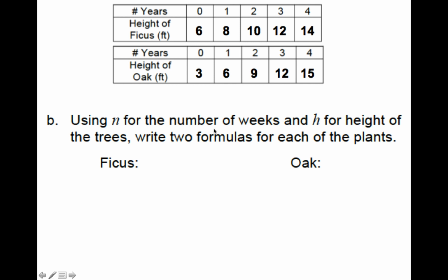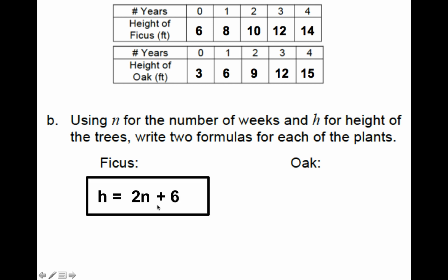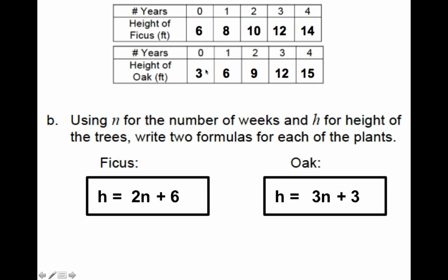It says using N for the number of weeks and H for the height of the trees, write 2 formulas for each of the plants. So it's the height of the tree equals. For the ficus, the rate of growth was 2 feet per year, so it's 2 times the number of years, plus starting out at 6 feet tall. For your oak tree, the height equals, notice it's growing 3 feet per year, and then it started out at a height of 3 feet.